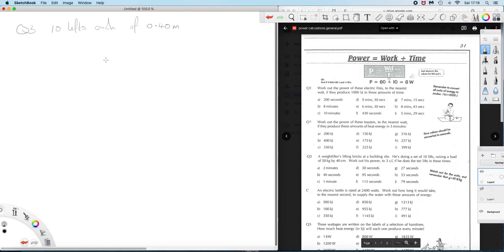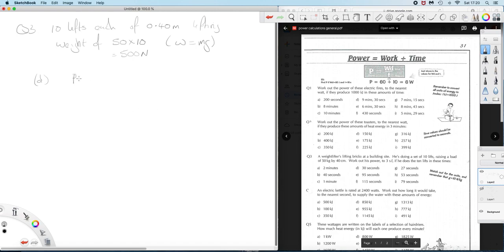And the mass he is lifting is 50 kilograms. 50 kilograms times 10 because we take gravity to be 10. Weight is mass times gravity, remember. So there's 500 newtons. So again, if we do D, we want to know his power.